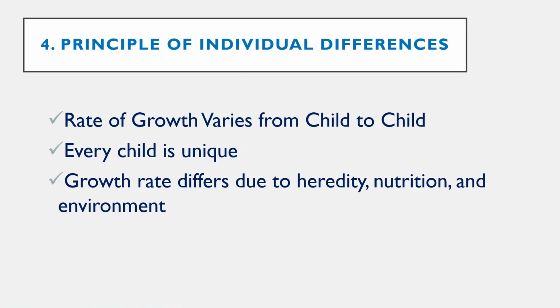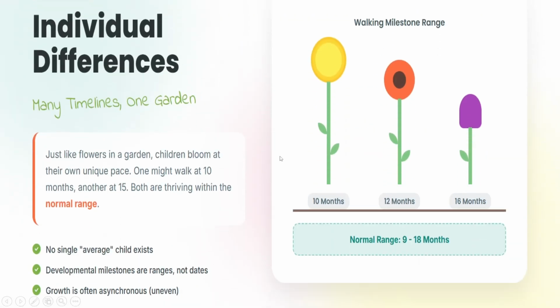For example, one child may start speaking fluently very early, another child may excel in maths at a later stage. So these are the examples. And teachers and parents need to respect individual differences and avoid unhealthy comparisons. So here are some important things to keep in mind. No single average child exists. Developmental milestones are ranges, not dates. Growth is often asynchronous, uneven. We are going to discuss asynchronous, uneven as a principle now.